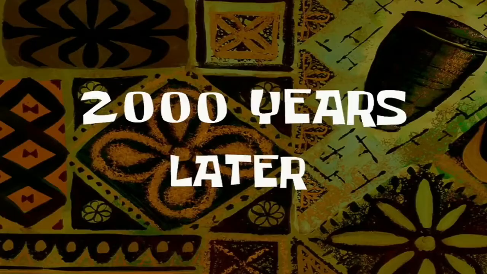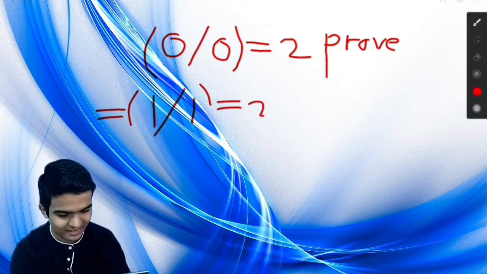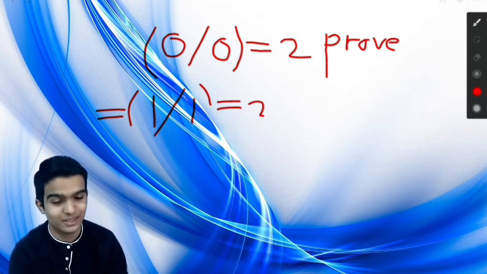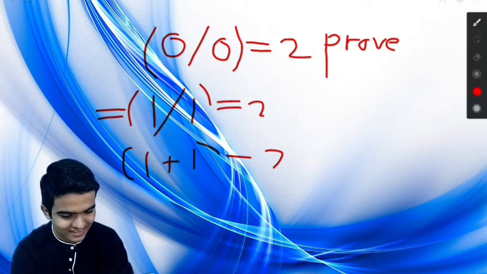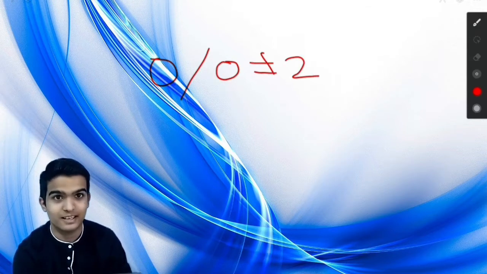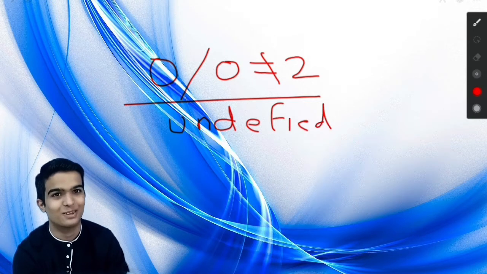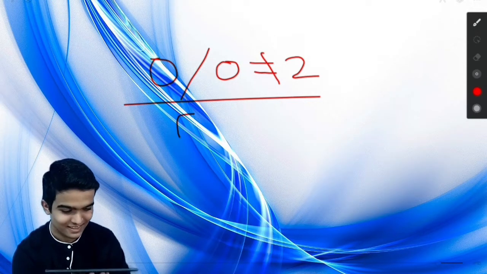2,000 years later. Nothing is working. Let's see, 1 divided by 1. It's not working. It has to be like 1 plus 1, which is 2, but it's just undefined. I mean, it's impossible. So it's not true. It's a false statement, so it cannot be solved or proved.